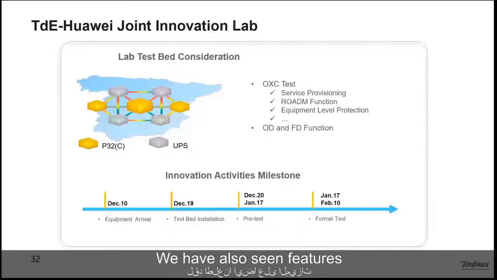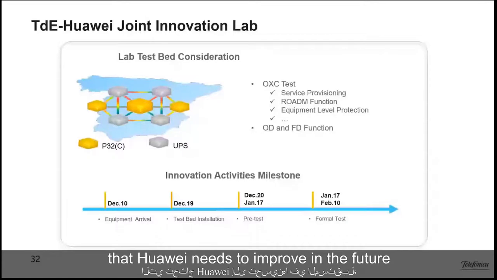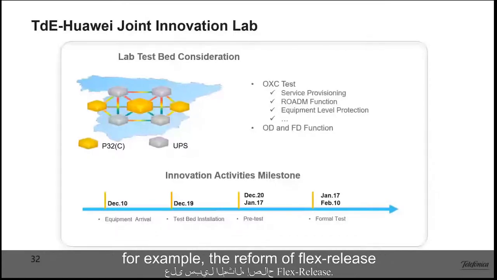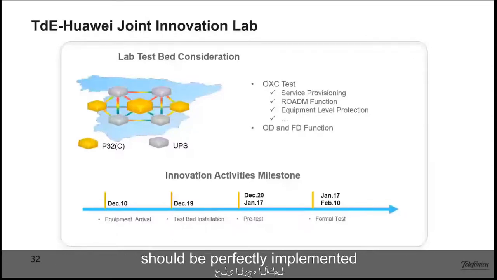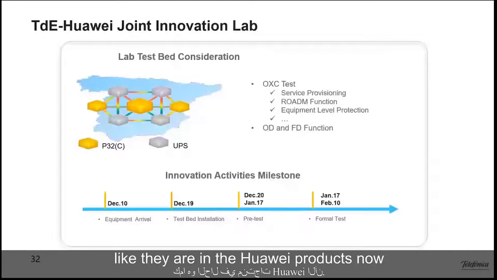We have also seen features that Huawei needs to improve in the future. For example, the performance of FlexGrid. FlexGrid is a must for the future, and all the functionality should be perfectly implemented, like they are in other Huawei products now.